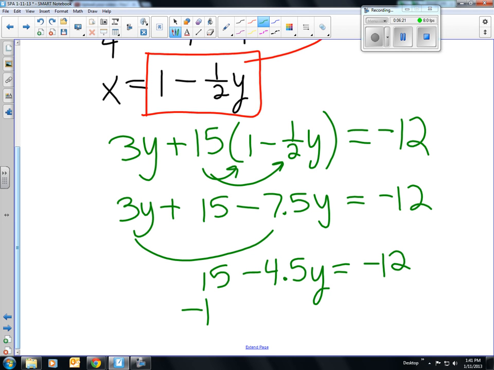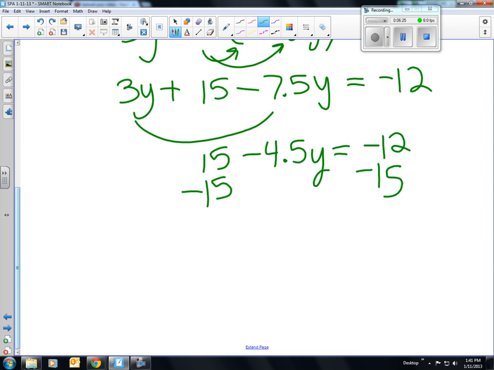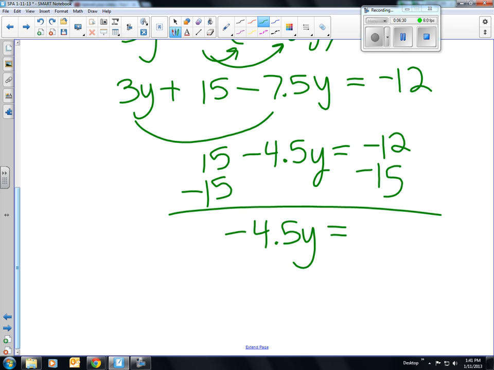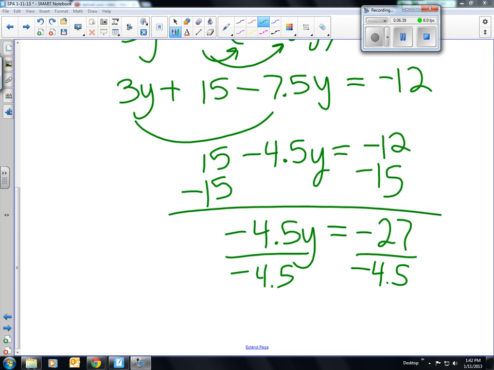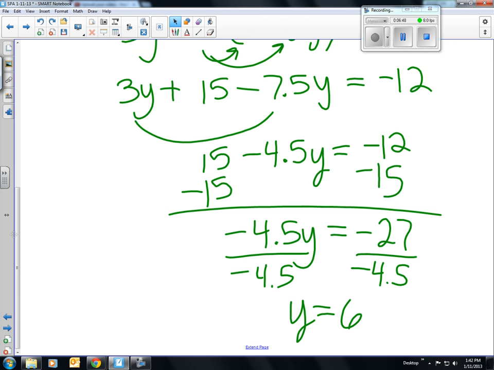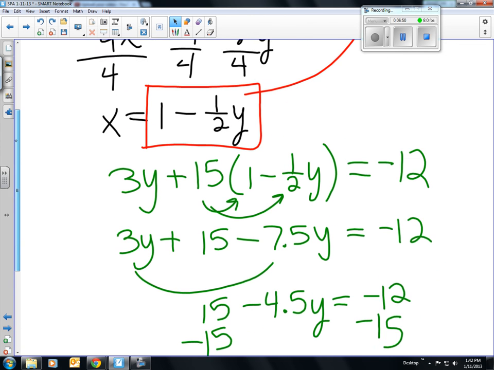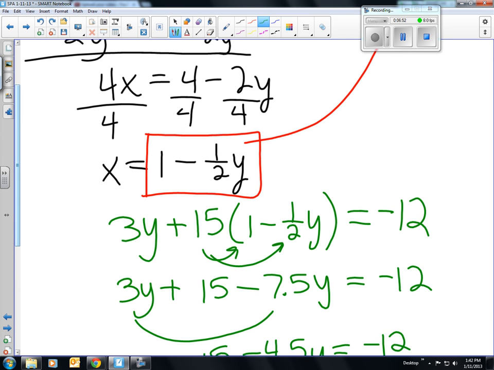And then you're going to subtract 15 from both sides. And here we would then say negative 4.5y is equal to negative 27. And then you divide by negative 4.5 on both sides. And so, therefore, y is equal to positive 6. Now, to find the x, you would take that y value and plug it in right here. So you'd put y equals 6 there.